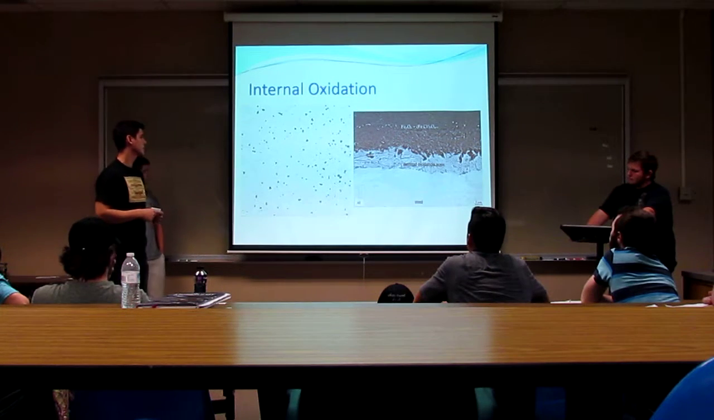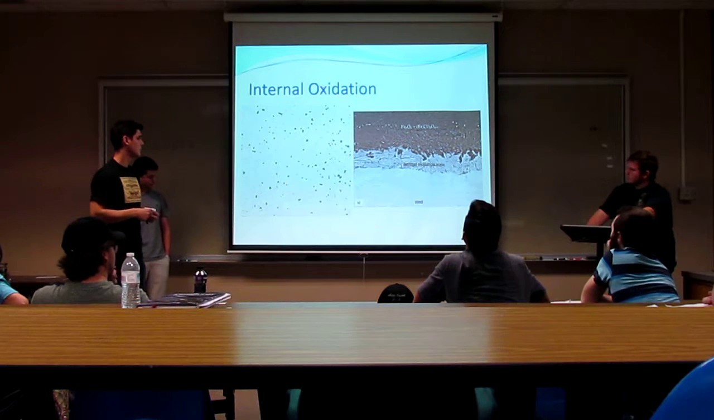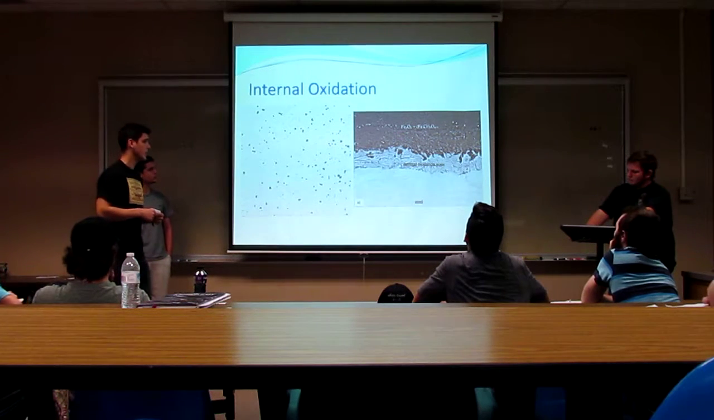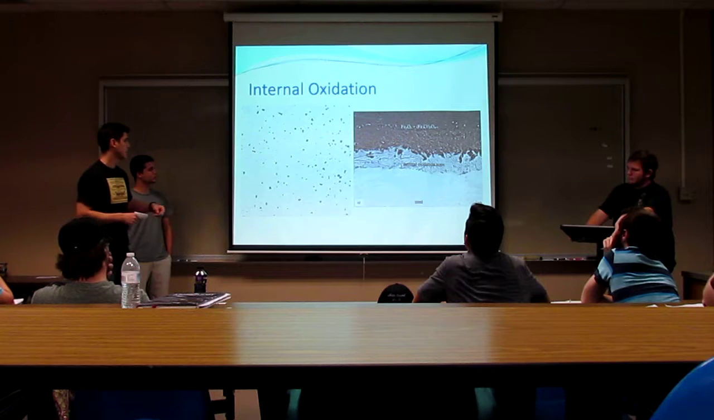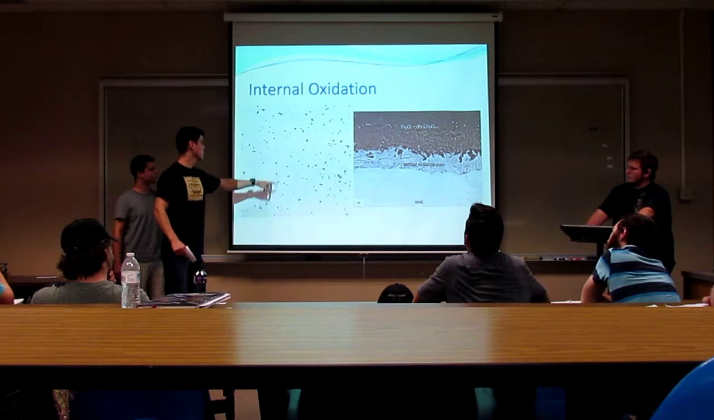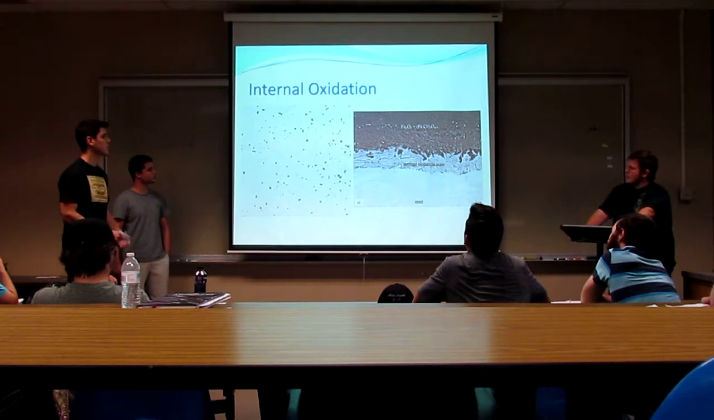So you're not going to see internal oxidation with just your eyes. You have to have a microscopic visual aid. And here, those little spots are the oxidation inside the metal.